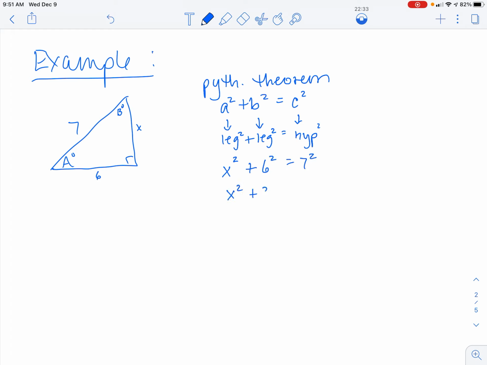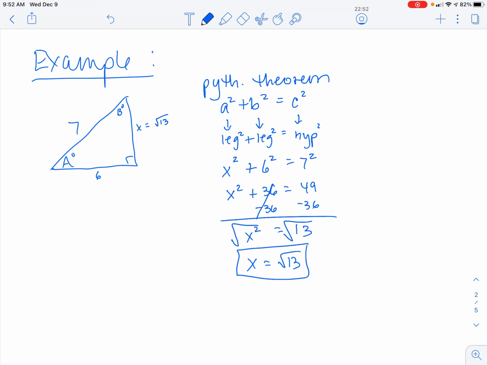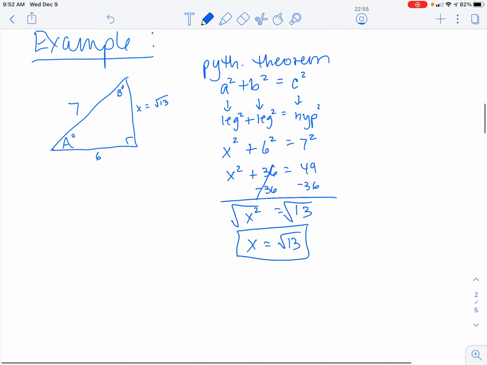And if you just keep solving this, go ahead and watch what I do here. I'm just going to use algebra to work through this to come up with our answer. I would have x squared equals 13. You have to take the square root, right, to get rid of that square on my x. And the answer is simply the square root of 13. So x is the square root of 13. So we successfully found a side measurement.